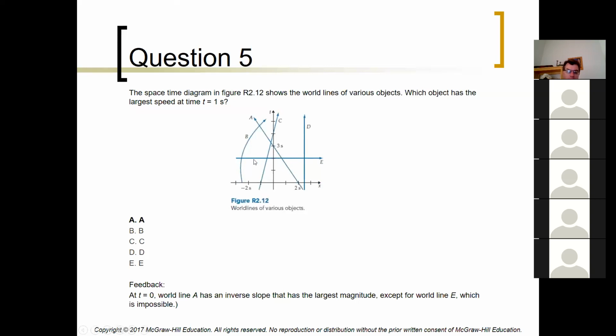Now, E, two things about E. First of all, E is impossible because its slope is 0, which means its speed would be infinity. That doesn't make any sense. Second of all, even if we were to somehow talk about an object doing this, at t equals 1 second, I don't see this line anywhere. If I only look at t equals 1 second, we've got something that's everywhere at t equals 2 seconds. Any questions?